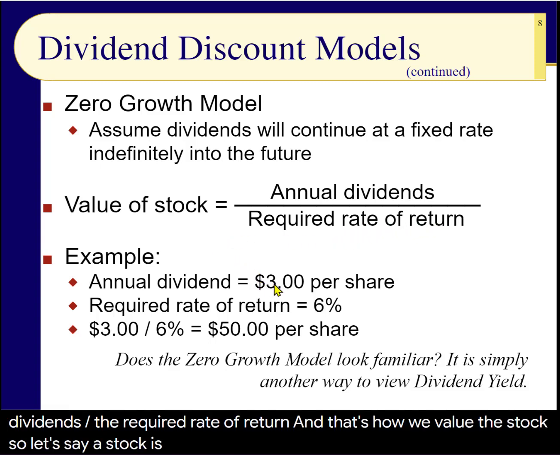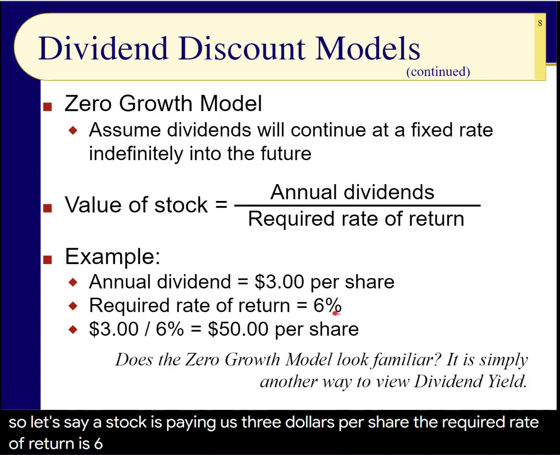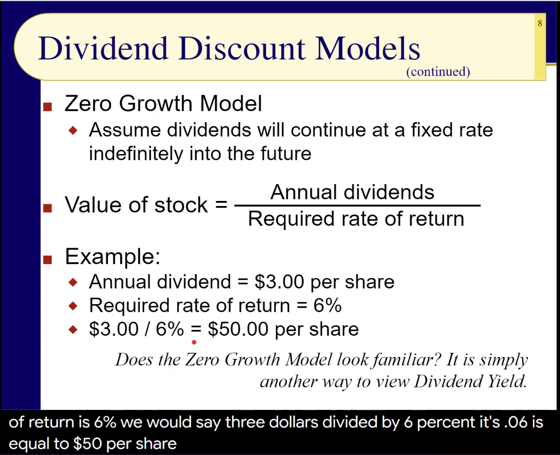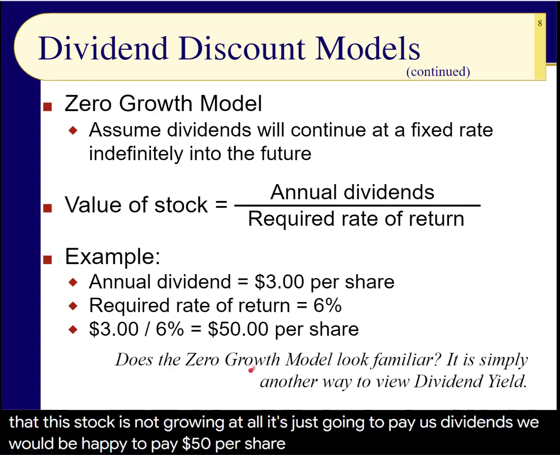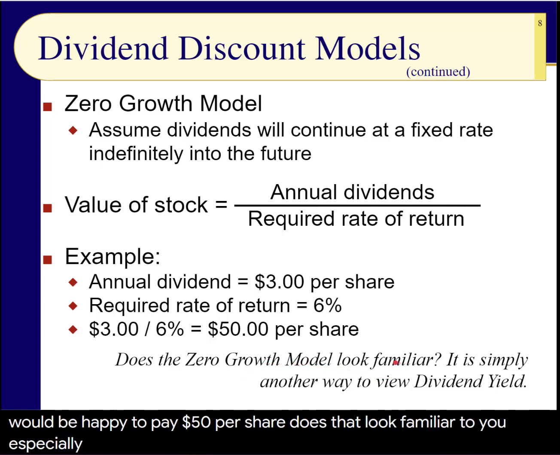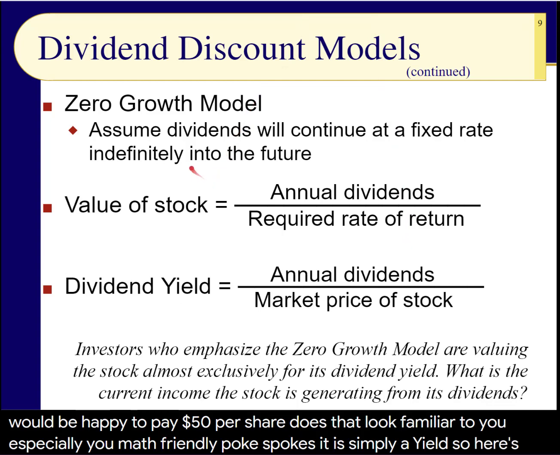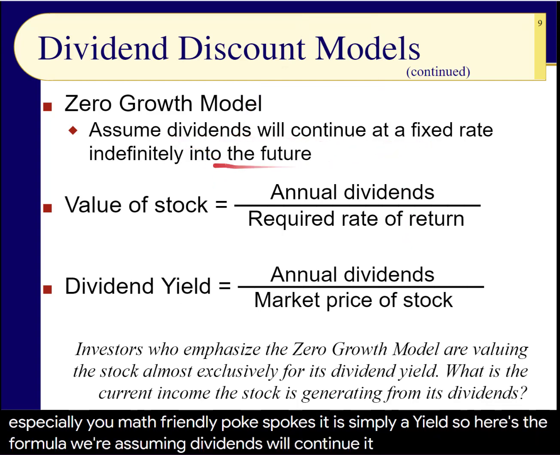So let's say a stock is paying us $3 per share. The required rate of return is 6%. We would say $3 divided by 6%, that's 0.06, is equal to $50 per share. So if we were getting $3 per share and we believe that this stock is not growing at all, it's just going to pay us dividends, we would be happy to pay $50 per share. Does that look familiar to you, especially you math-friendly folks? It is simply another way to view the dividend yield. So here's the formula. We're assuming dividends will continue at a fixed rate indefinitely into the future.